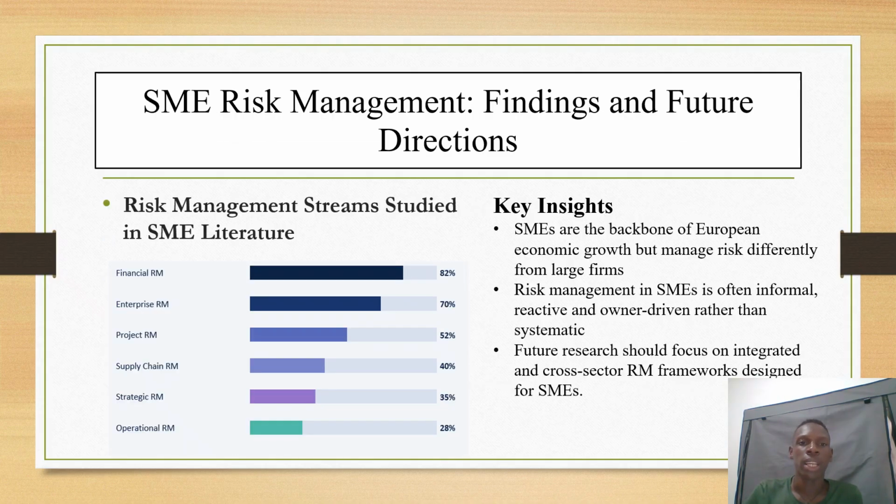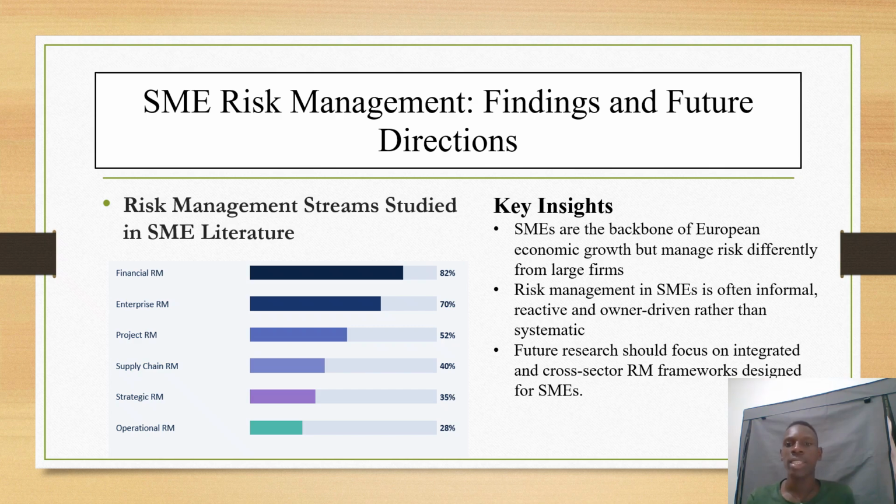Going on to the next slide. So these are the findings and the future directions. We can see the streams, they are financial. So we can continue to the enterprise. Enterprise is around 70%, project risk management is 52, supply chain 40, strategic risk management 35, operational risk management 28. So this is how the study was.